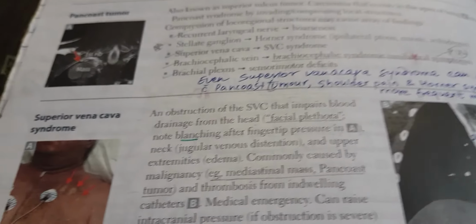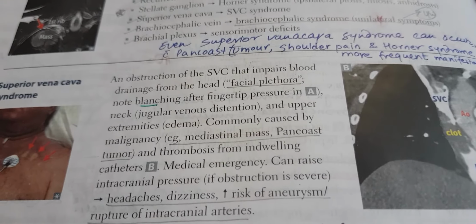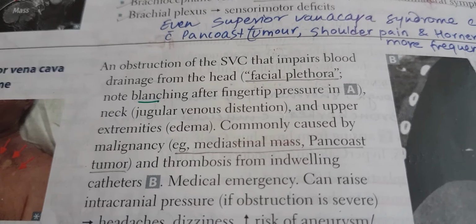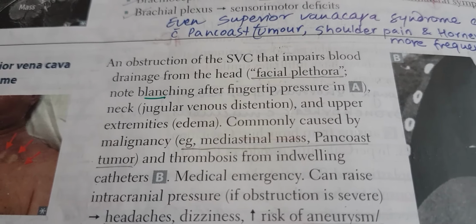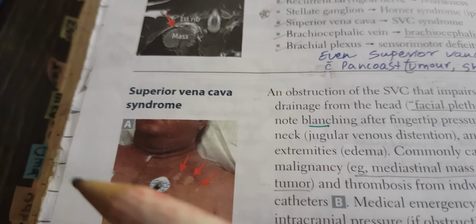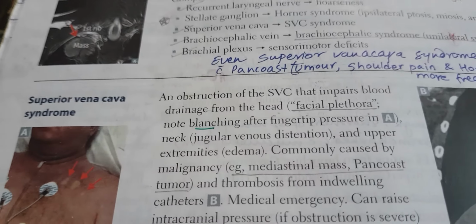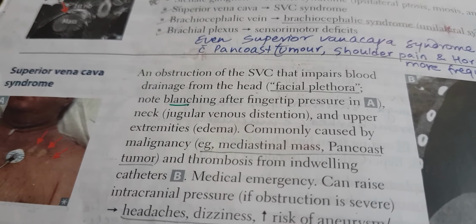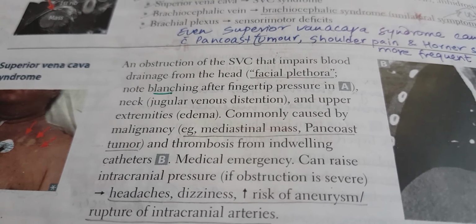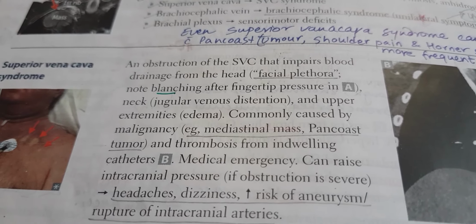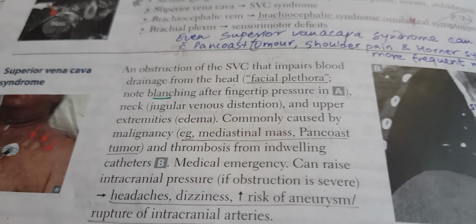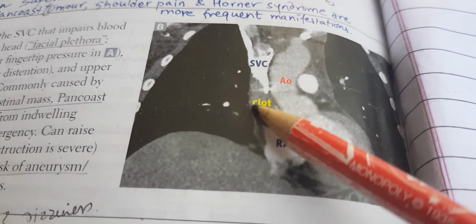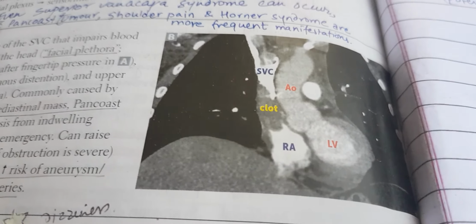All right. So now we will talk about the superior vena cava syndrome particularly. Okay. So you can see it is an obstruction of the superior vena cava that impairs blood drainage from the head. Note the blanching after the finger press. You can see the blanching, right? And also you will see there is raised JVP and upper extremity edema, commonly caused by malignancy, for example mediastinal mass, Pancoast tumor, and thrombosis from an indwelling catheter. Okay, so it can also occur because of the thrombosis due to indwelling catheter. You can see over here there is thrombosis in the superior vena cava. So this thrombus due to indwelling catheter can also trigger superior vena cava syndrome.